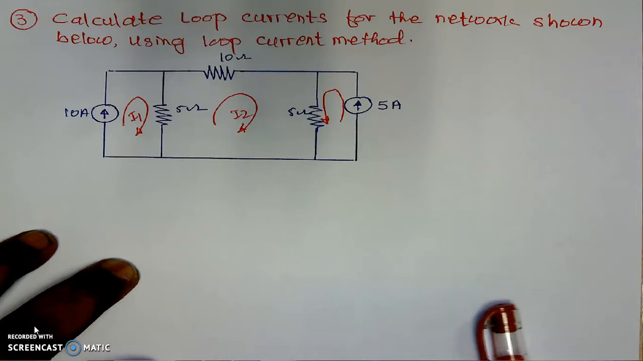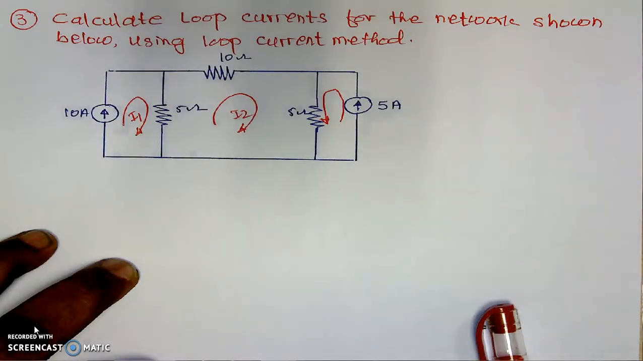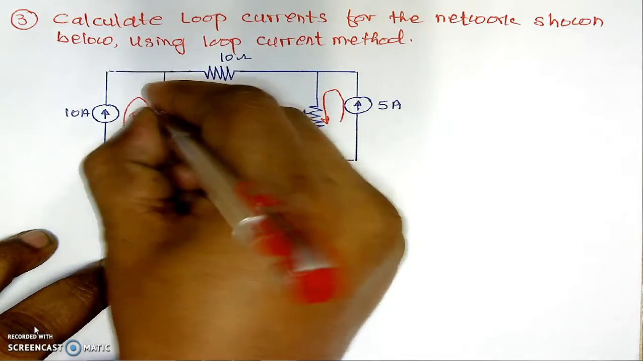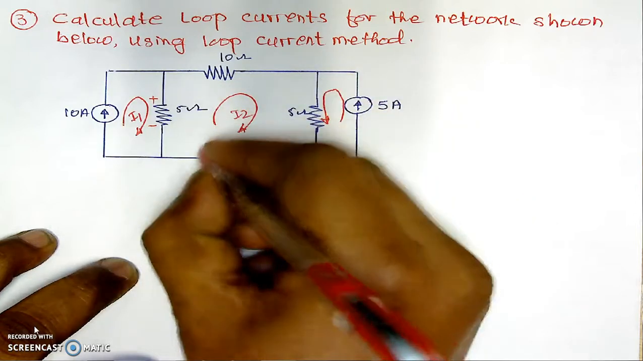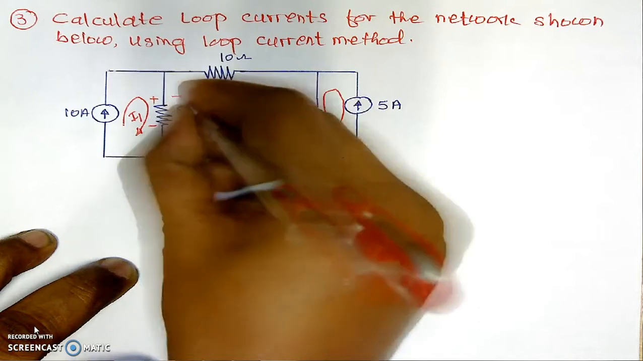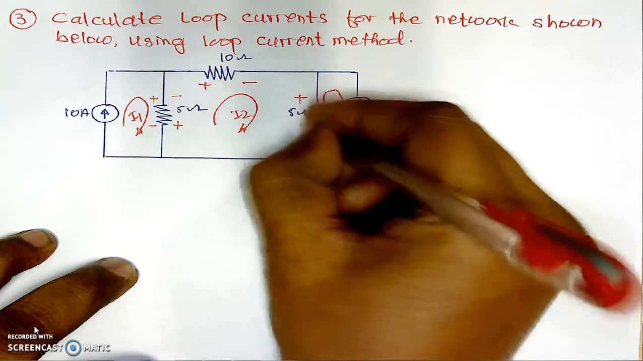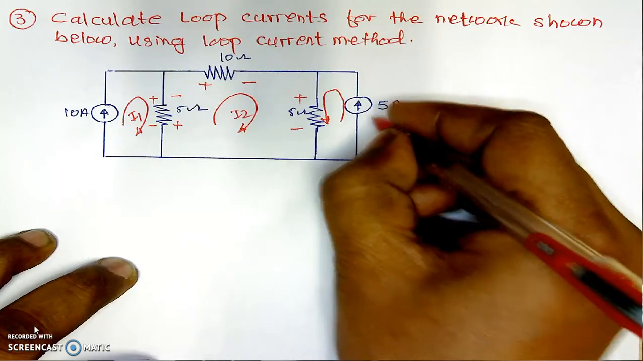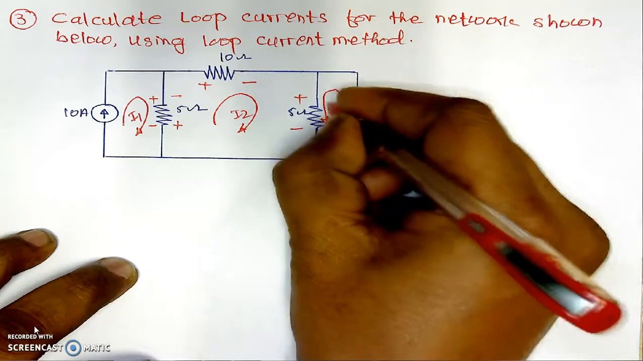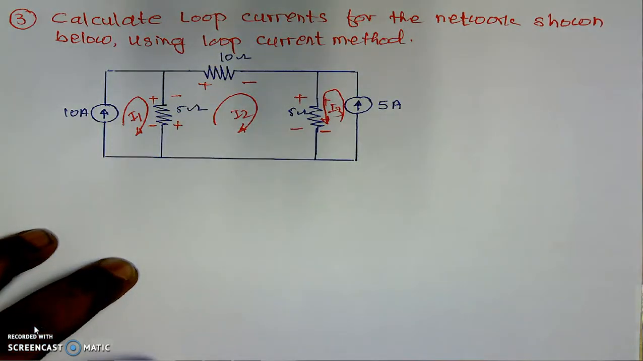Now in mesh analysis, we will apply KVL to each loop. For that we will mark the terminals. For loop 1 the terminals will be plus and minus. For loop 2, current I2 is flowing clockwise. For the 5 ohm resistor it is upward, that's why plus minus. For the 10 ohm resistance plus minus, that is forward. For the 5 ohm it is plus and minus. And for the third loop, whose current is I3, I3 is flowing downward, so its polarities will be plus at this end and minus at this end.